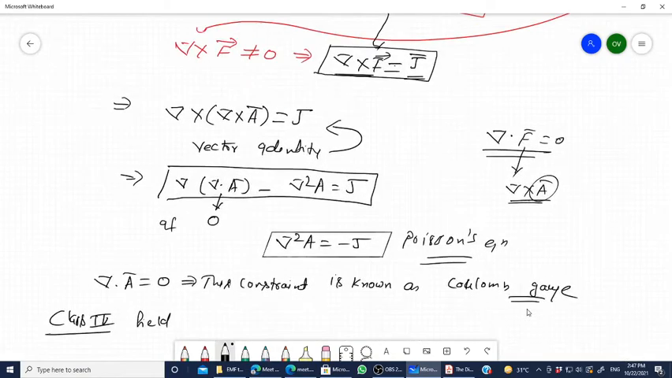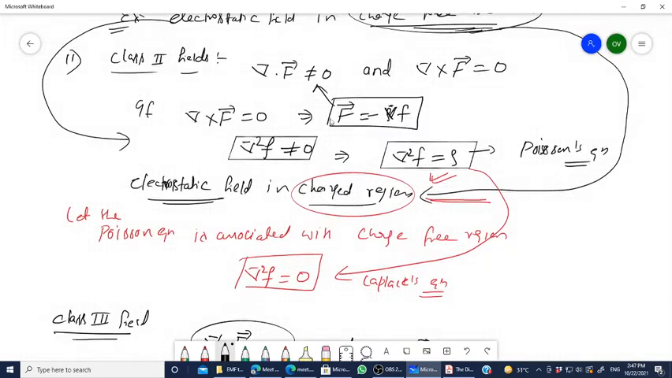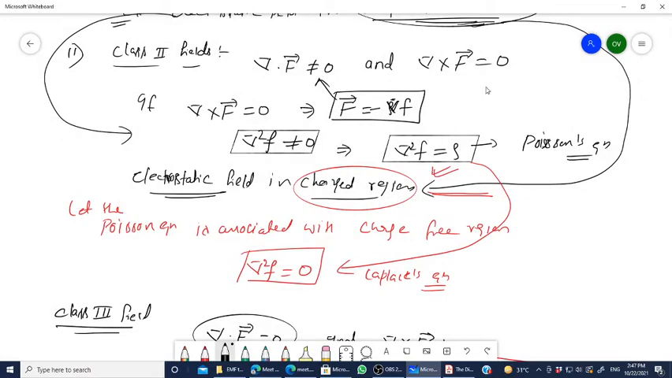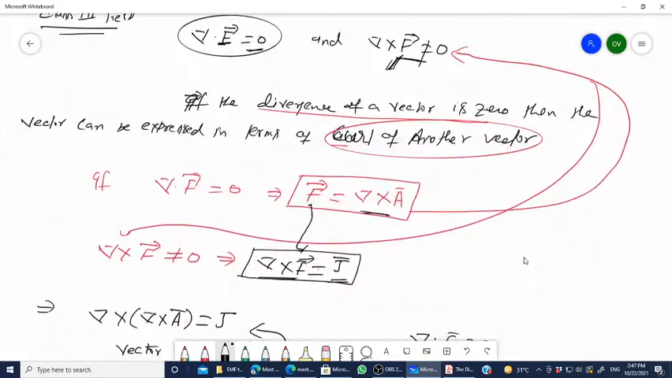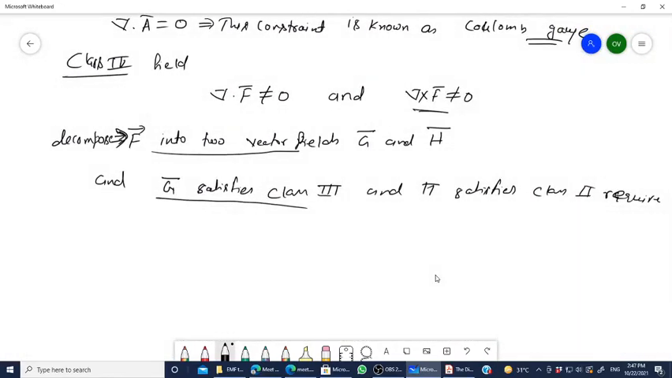Okay, you can see here in the second case, case 2, this is not equal to 0 and the curl is equal to 0. So in this case this vector is represented in the form of the gradient of the scalar function. Okay, so you don't have to do anything more.